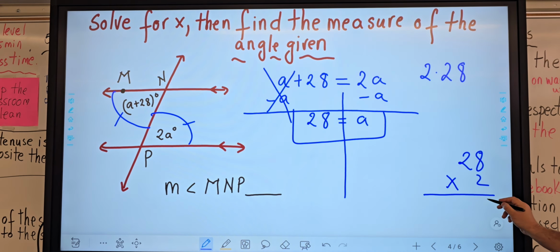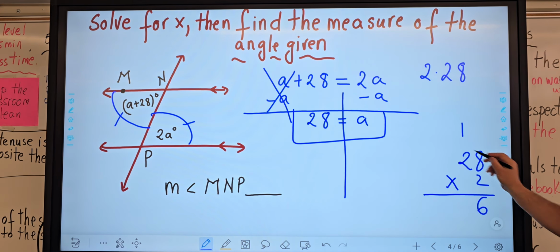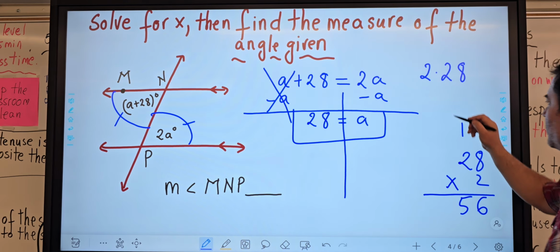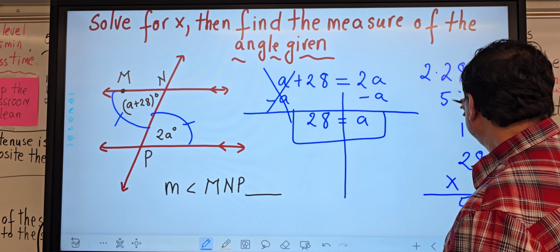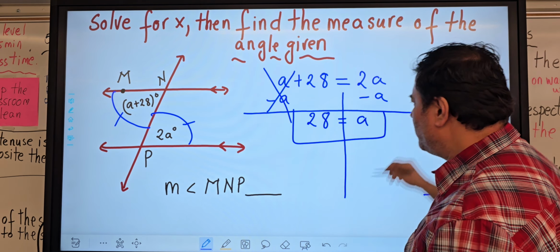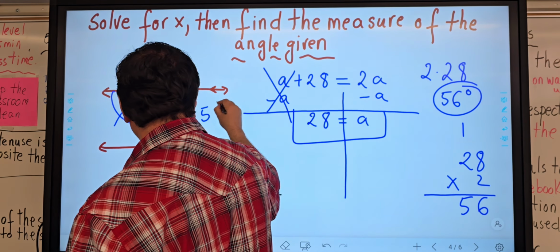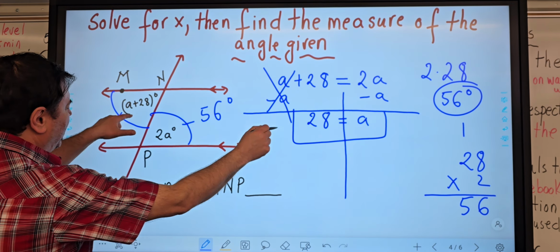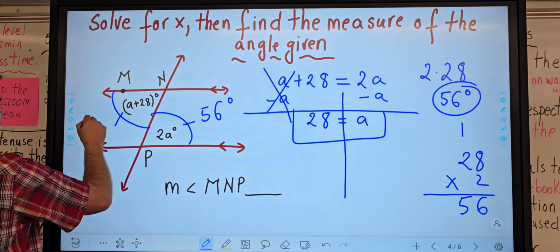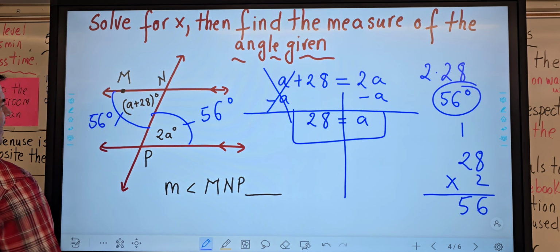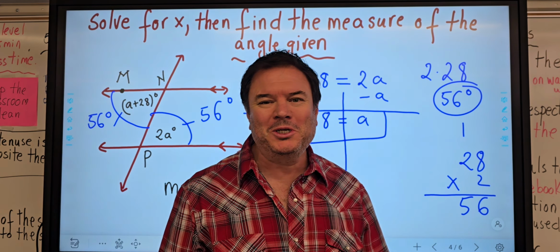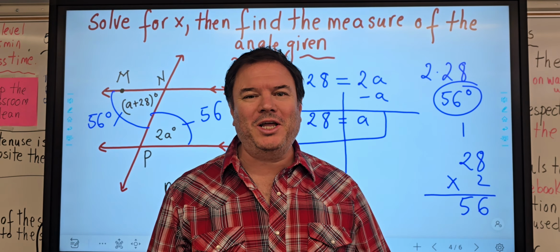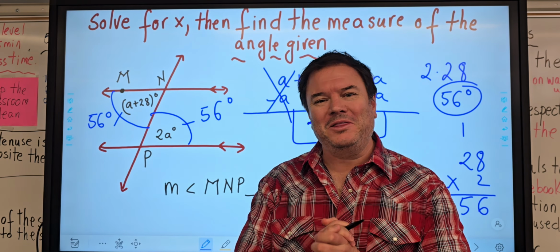2 times 8 is 16. 6, carry the 1. 2 times 2, 4 plus 1, 5. So it's going to be 56. 56 degrees. Okay, so this is 56 degrees. And if we add 28 plus another 28, we also are going to get 56 degrees, because both of these angles are the same by the alternate interior angle theorem.